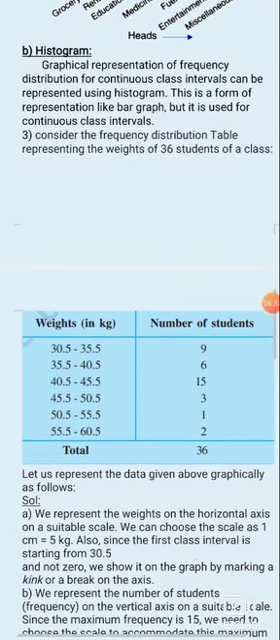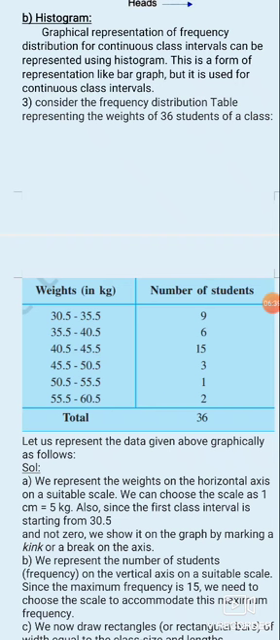Listen carefully to some conditions. We represent the weights on the horizontal axis on a suitable scale. We can choose the scale as 1 centimeter equal to 5 kilograms. For 30.5 to 35.5, the class interval starts from the lower limit 30.5 and the upper limit is 35.5. So what is the class size? 5 kilograms. So we choose the scale as 1 centimeter equal to 5 kg.